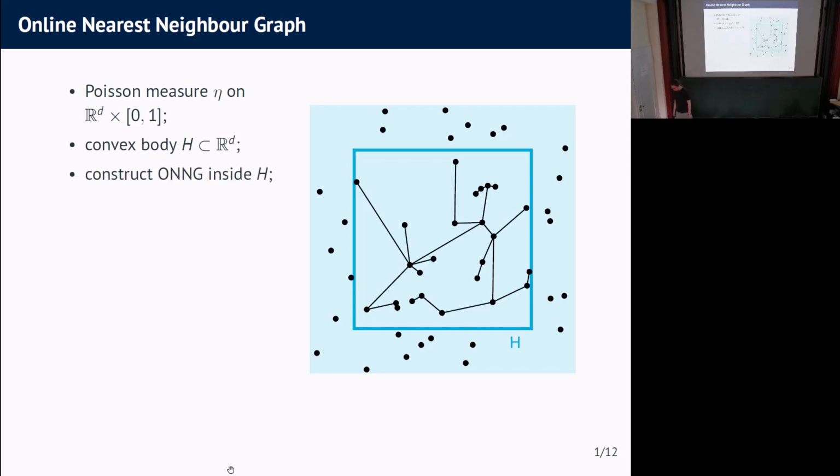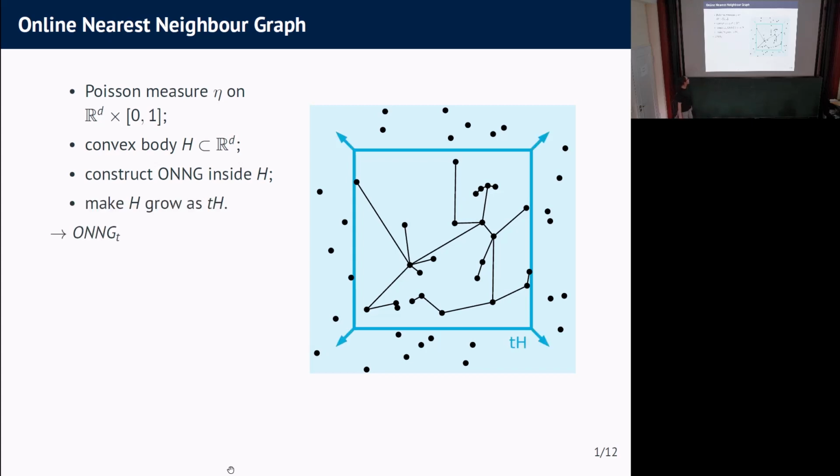This graph is a nearest neighbor type graph, meaning that every point connects to its nearest neighbor, but it only considers neighbors that have a smaller arrival time. Each of these points carries an arrival time, and so we only connect downwards in time, which means that if this is the first point to arrive, nothing happens, but if this is the second point, it's going to connect to the first. If this is the third point, it's going to connect to whichever one is closer, and so forth. So you get this tree growing in time.